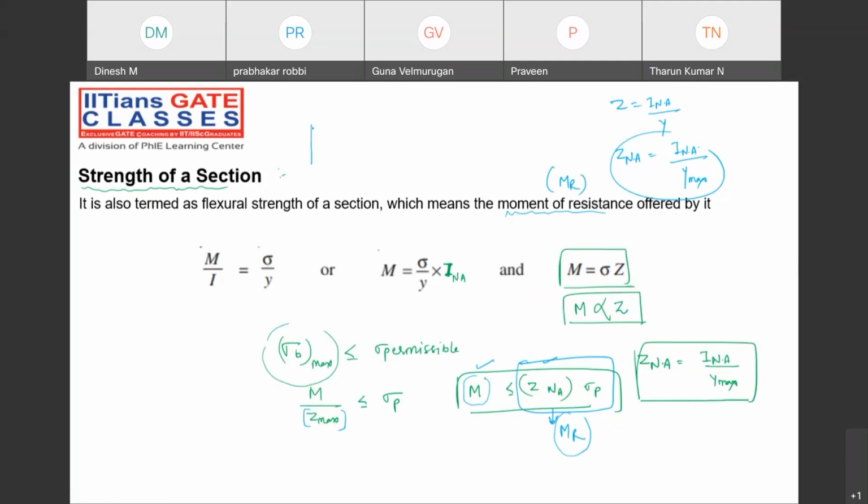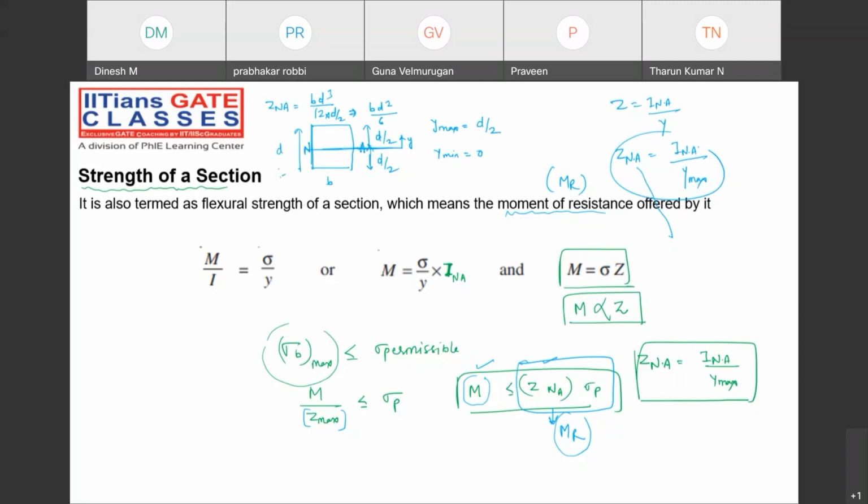See, suppose I'm taking a rectangular cross section having a width B and depth D. Where will be the centroid? The centroid will be here, D by 2 distance, D by 2 distance. Automatically, what will be the Y maximum? D by 2 only, right? Y minimum will be 0. Now for calculation of Z about the neutral axis, for this rectangular one, you know that the moment of inertia about the neutral axis is BD cube by 12, divided by D by 2. So what will be the answer? BD square by 6. Understanding?